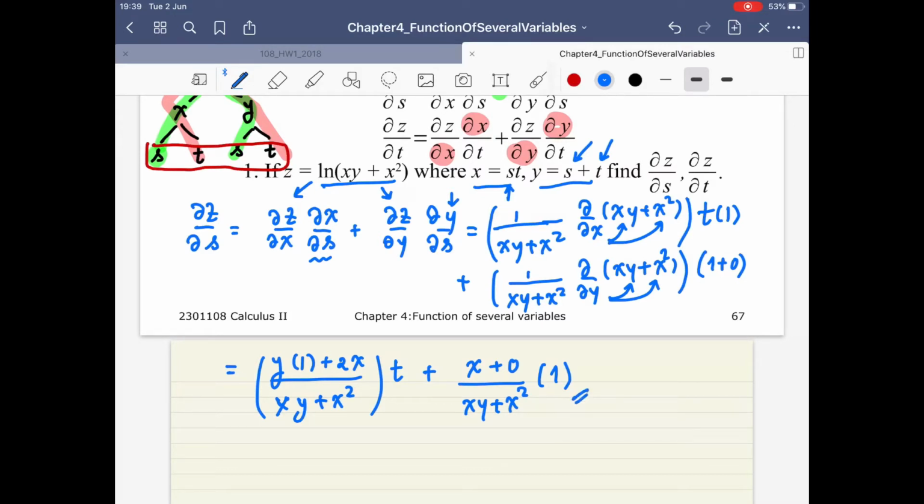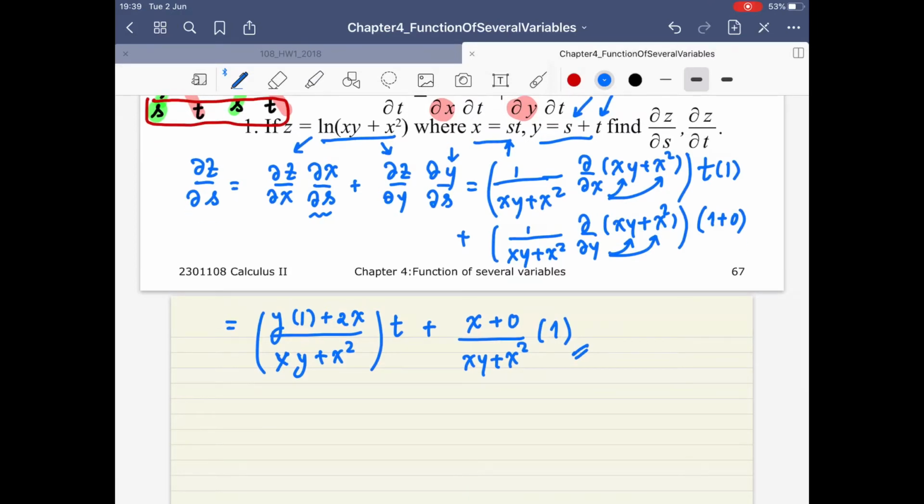This will be good enough to be your final answer. And again, that's the meaning of using the chain rule. Okay, so if you just plug in everything to be s and t, then we don't really need the chain rule. So let us look at the second one, the dz by dt.